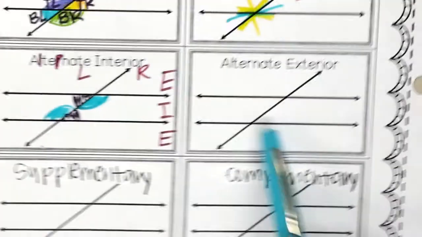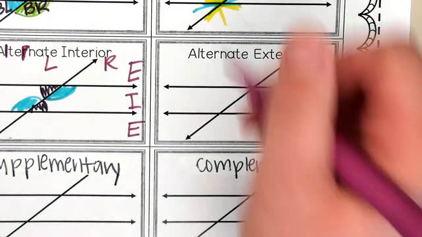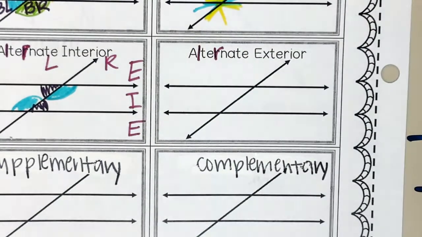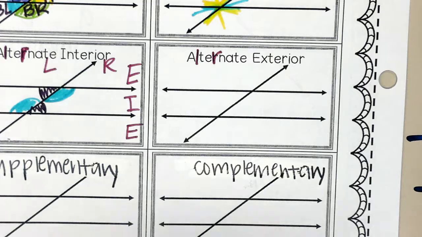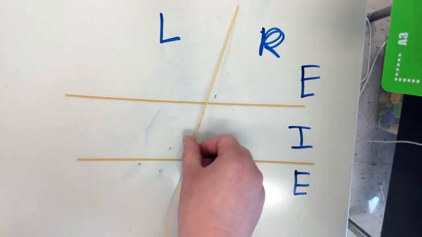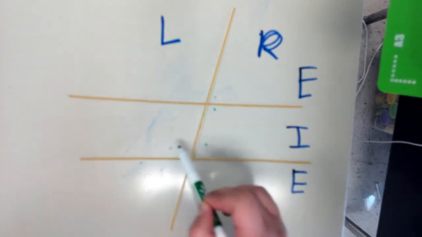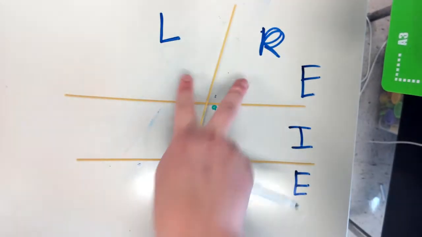Okay, now I want to look at alternate exterior. Again, we've got the word alternate. Anytime I see alternate, what am I thinking? Left and right. Those should stick out at you, left and right. It means I'm going to have a left side and a right side. Then it's talking about exterior. So if I get my spaghetti, I've got my parallel lines again, cut by my transversal, alternate, but this time it says exterior, so I'm not in the inside. I don't care about this one, this one, this one, this one, none of those. I'm only looking at these.